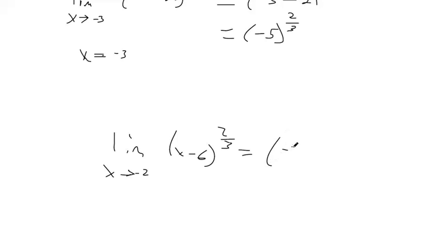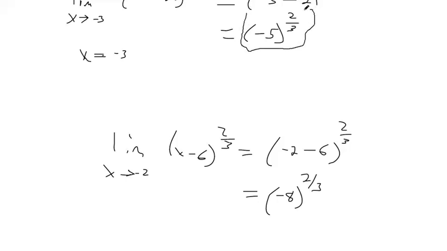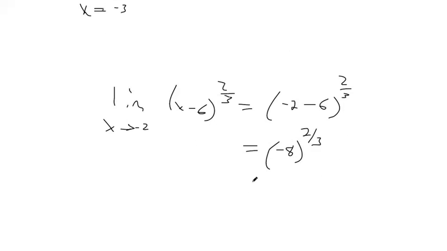Anytime you can just plug in -2 and you don't have any divide by zero problems, then do it, and you're done. Okay. So this is -8 to the 2/3, and so look, in the last one we left it here because there was no way to simplify it. That's why I stopped and looked at this one. There is a way to simplify this one.